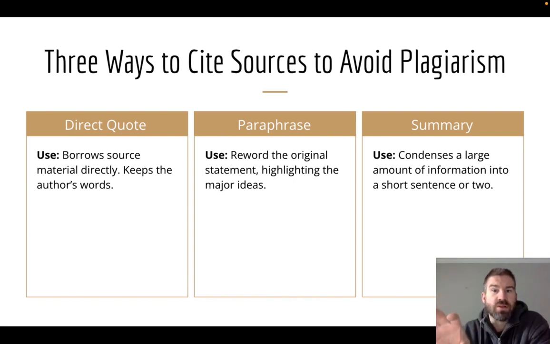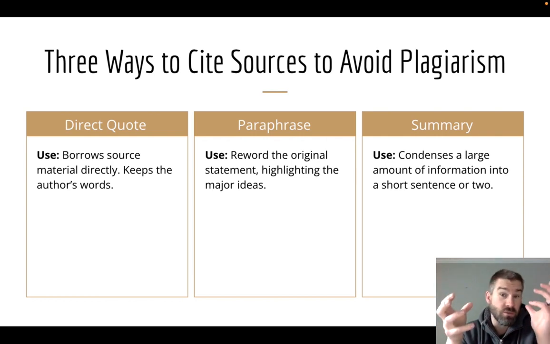So just to recap a little bit, in the last video lecture I talked about the 3 ways to cite sources to avoid plagiarism, again, if we're using the correct MLA 8 or 9 in-text citation. So we have direct quotes, paraphrases, and summaries. And again, what I talked about is if you're using a direct quote, it's word for word what somebody else has said, and you're using the MLA in-text citation.